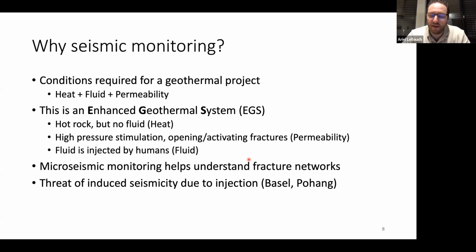And there have been many examples of geothermal projects in Korea and Switzerland that have been stopped simply because the fluid injection basically changed the stress regime and caused some induced earthquakes. That's why seismic monitoring is important here.